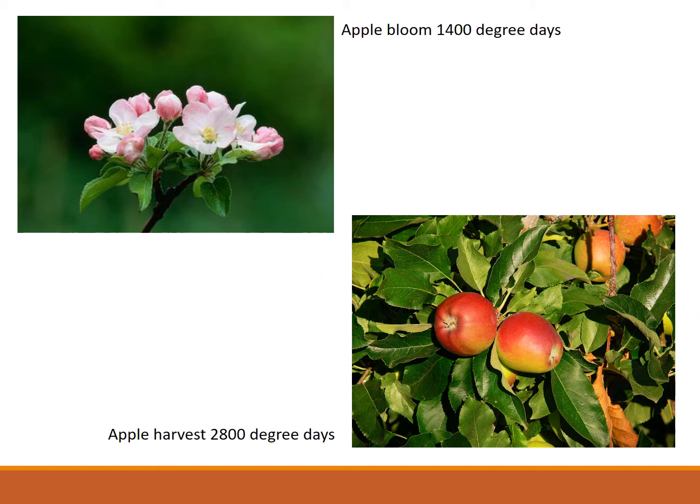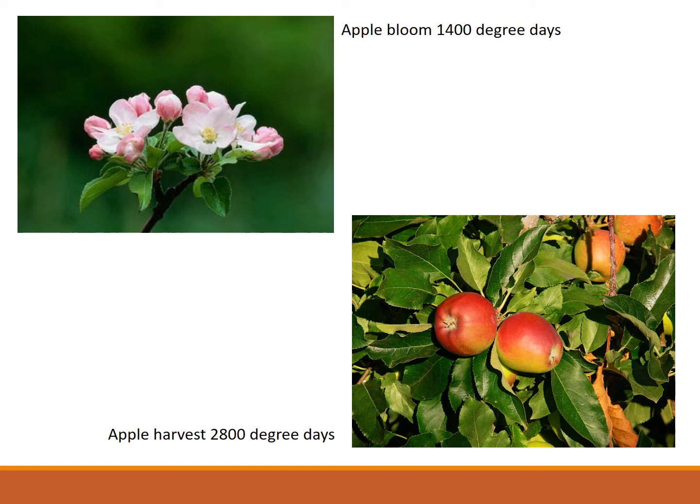Here's an important concept to keep in mind. If you look at these two pictures, as it turns out, for apple trees to flower, to bloom, you have to accumulate 1,400 growing degree days. To harvest apples, you have to accumulate 2,800 growing degree days. Now, the accumulation of growing degree days happens irrespective of the calendar date. So let's think about somebody who's trying to grow apples up in Michigan, which is a colder climate, versus somebody who's trying to grow apples, let's say, in Oklahoma, for example.